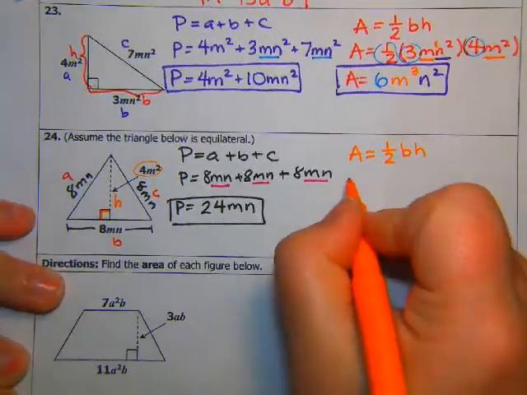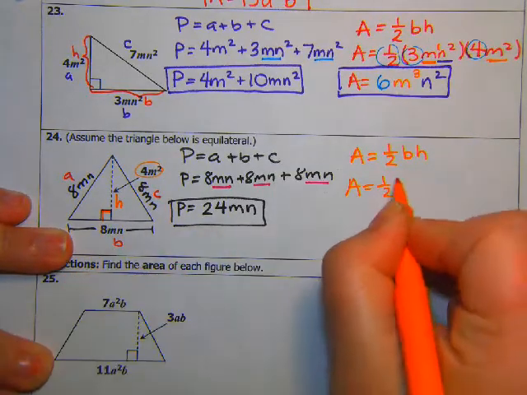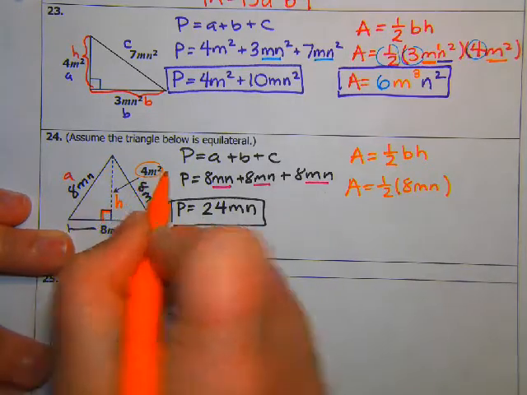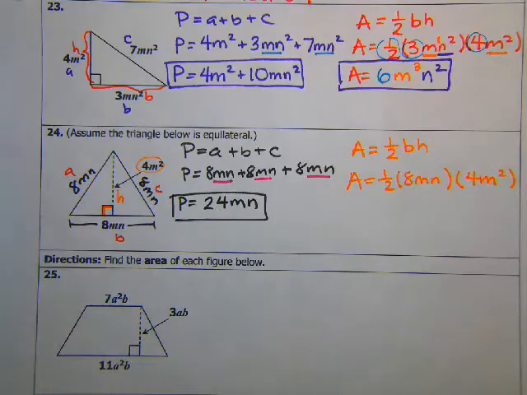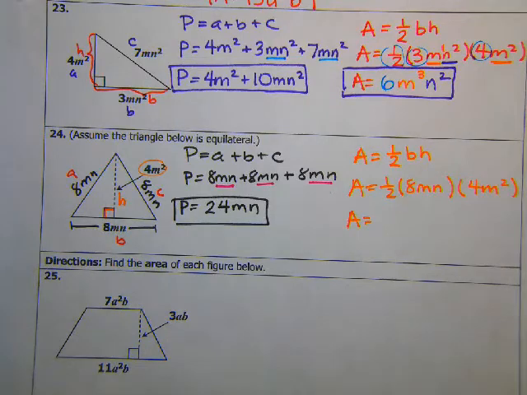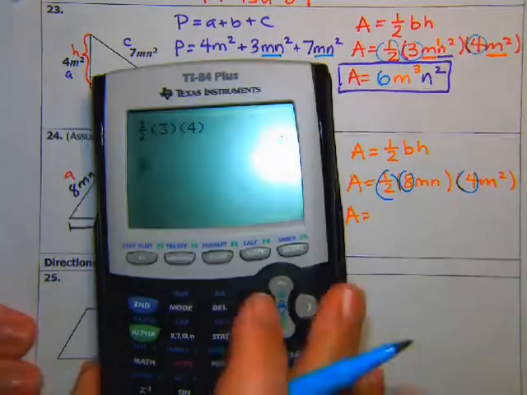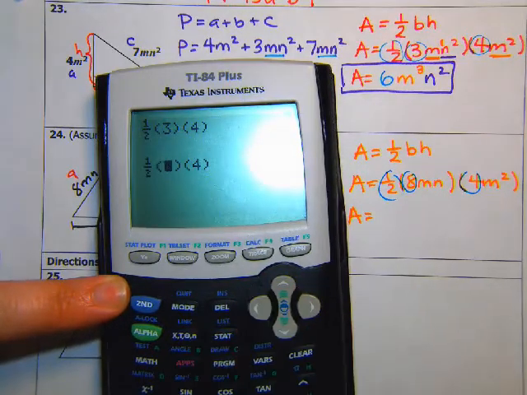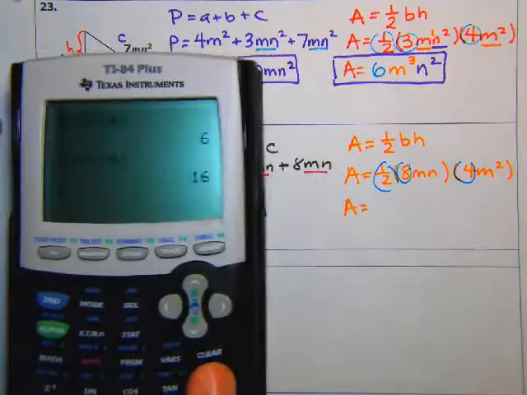So I have A is equal to 1/2. The base is 8mn. So 8mn. And then the height is 4m squared. So again, I'm going to only multiply the things that I'm allowed to. So we'll start with the numbers. Again, we have 1/2 times 8 times 4. So 1/2 times 8 times 4. I got lucky. There was a lot of repeat numbers there, and that answer is 16.